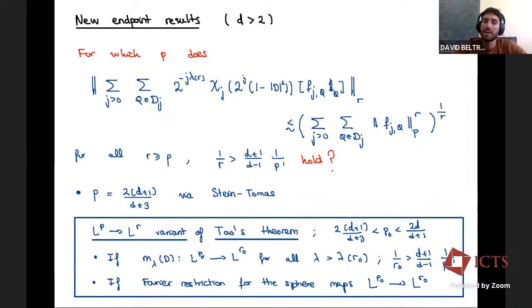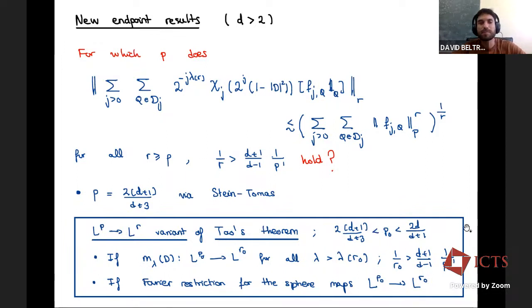This is just verifying Tao's theorem that was saying if Bochner-Riesz is bounded away from the endpoint, and Fourier restriction also holds for a specific P0, then we have this vector-valued inequality away from that P0, then the same thing continues to hold in an off-diagonal setup from LP to LR.